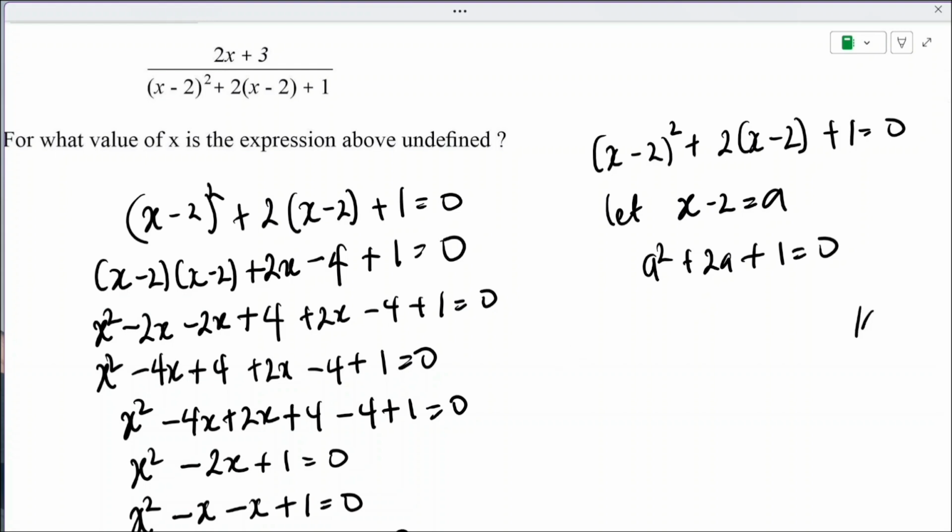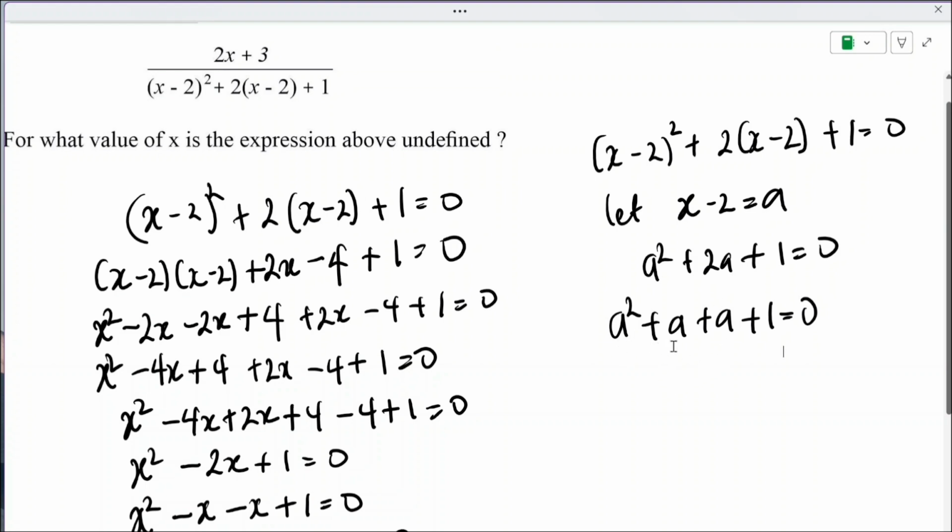So 1 times 1 will give you 1, and when you add 1 plus 1, you still get 2. So what will be here will be a² + 1a + 1a + 1 = 0. We've broken down these 2a into a and a. Next, we take them in twos.